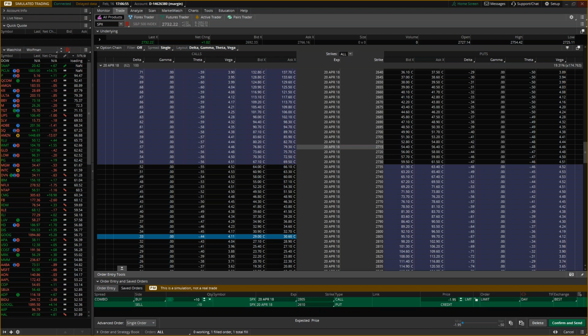So if the underlying traded in between here in the next 60 some days and just bounced around, went sideways, we'd get to keep this credit too. Because if it's trading inside of our strikes, what happens? The calls expire worthless, the puts expire worthless, we get to keep our credit.